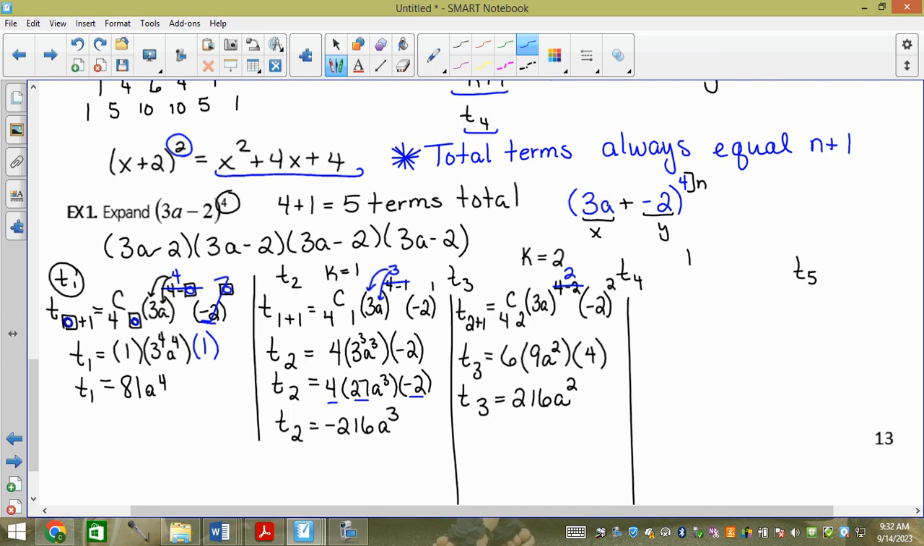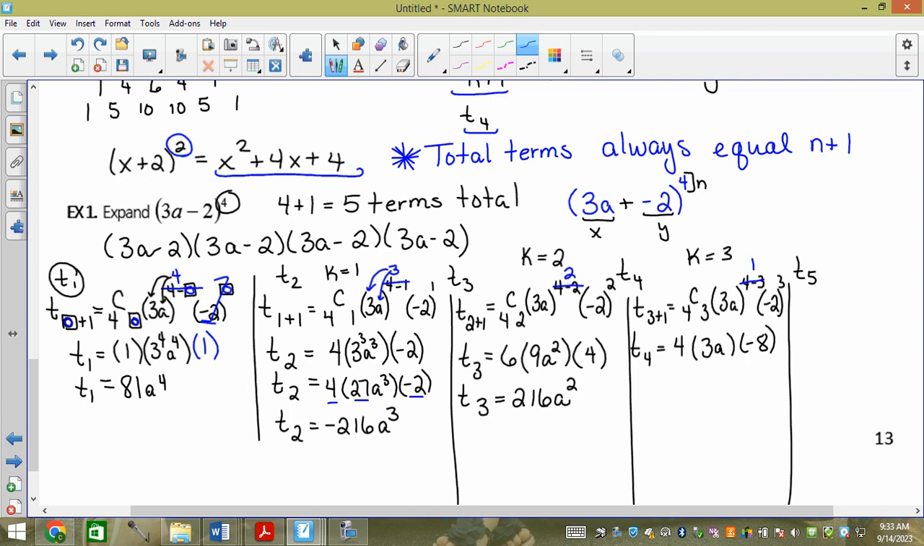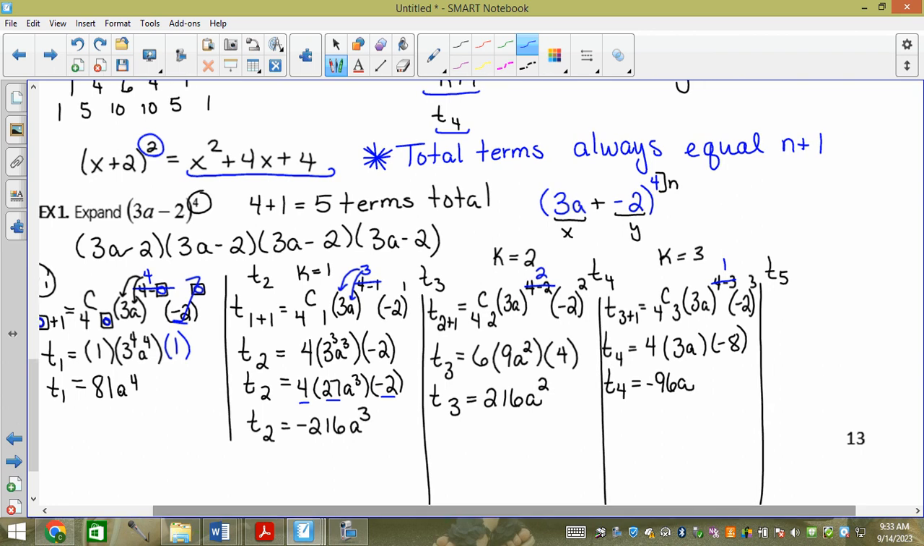Term 4, k equals 3. So I get T3 plus 1 equals 4C3, 3A to the 4 minus 3, negative 2 to the 3. So I get term 4 equals, and then 4, and then this is 3 to the 1, A to the 1, so it's just 3A, and negative 8. T4 equals negative 96A. And then term 5.